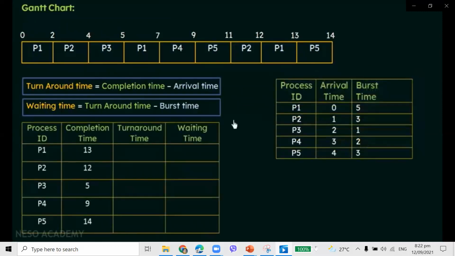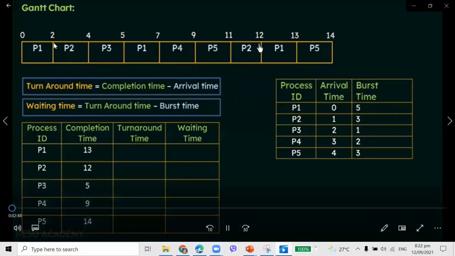Here I have formed the table in which we will be filling in these values. We have processes with process IDs P1 to P5, and the completion times, as I already told you, we can fill in using this Gantt chart. For P1, I already explained it is 13. For P2, let's see the last occurrence of P2. Where did P2 occur last? Here. So the completion time of P2 is 12.